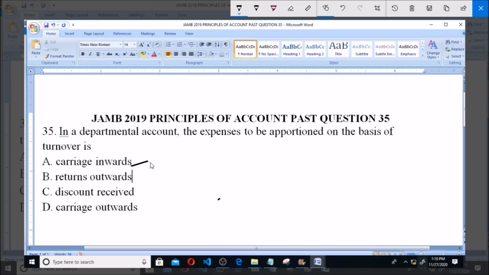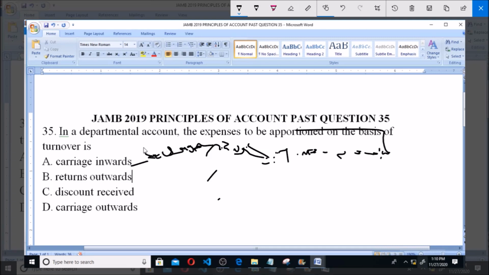Carriage inward is not used on the basis of turnover.